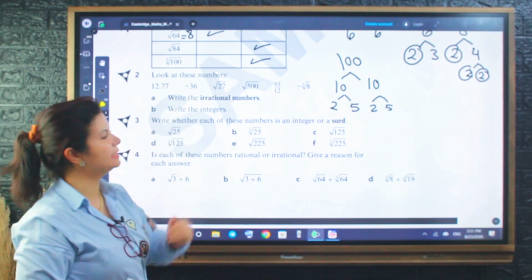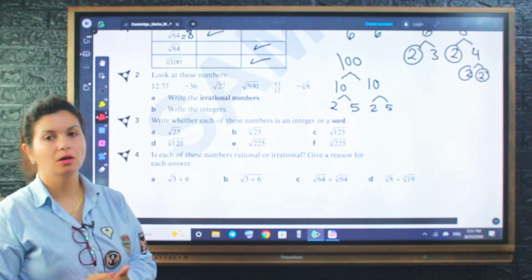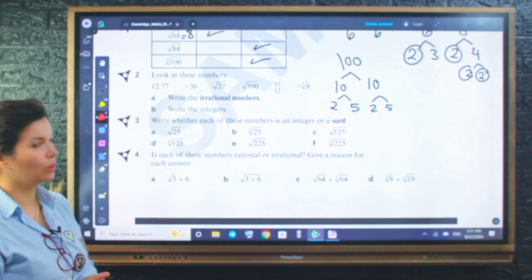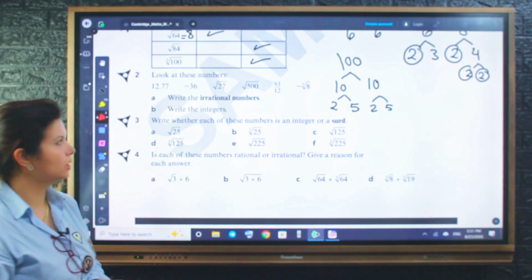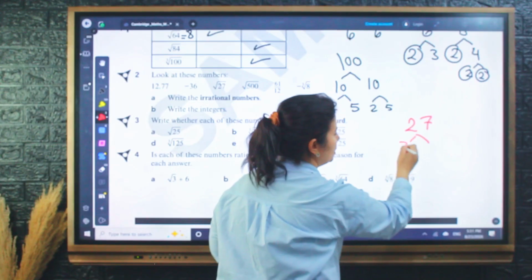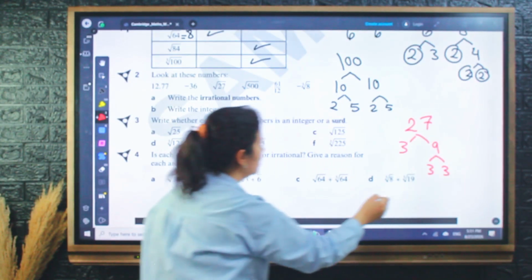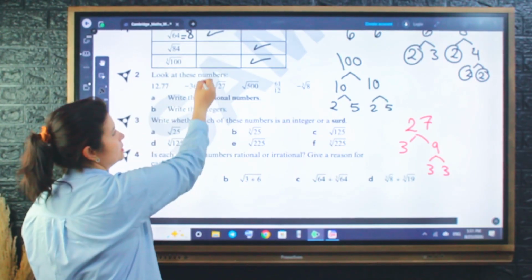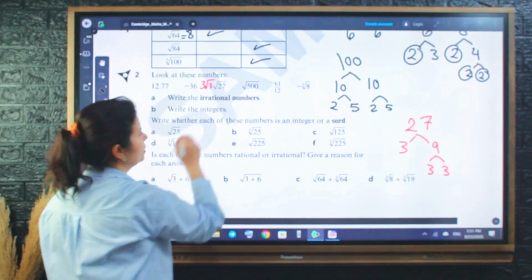Square root of 27, can we write it in the form of a over b? Can we take it out of the root? 27 is 3 times 9, and 9 is 3 times 3. So it's going to be 3 root 3. So it's an irrational number.